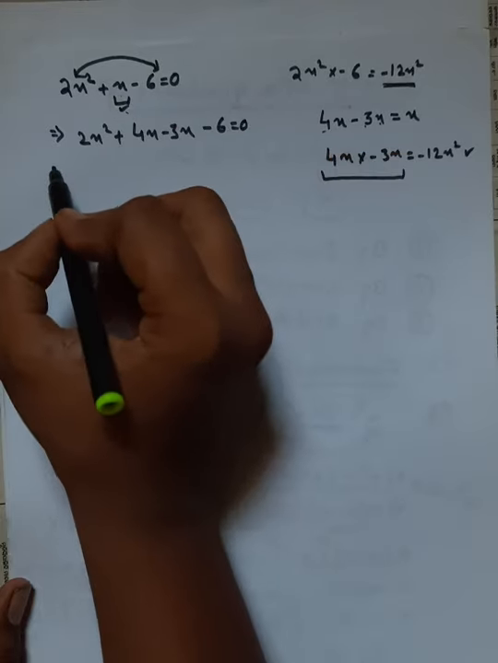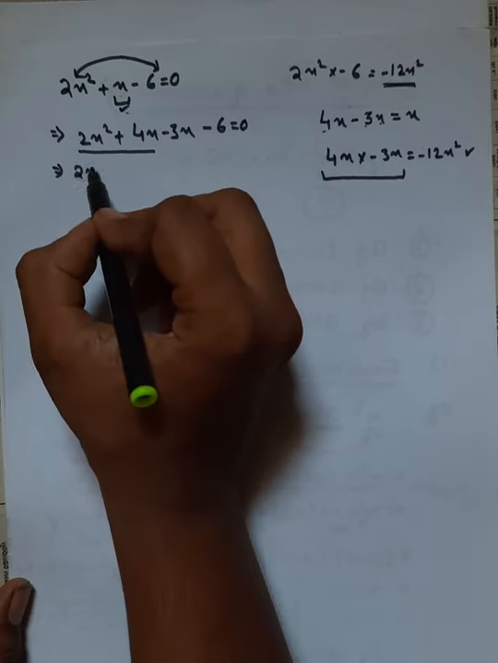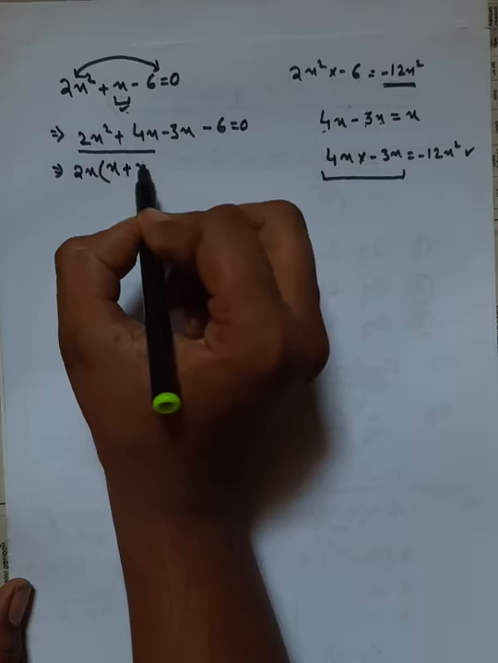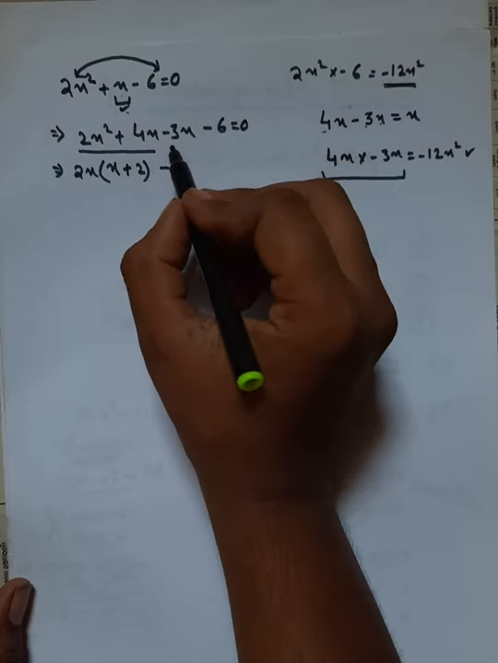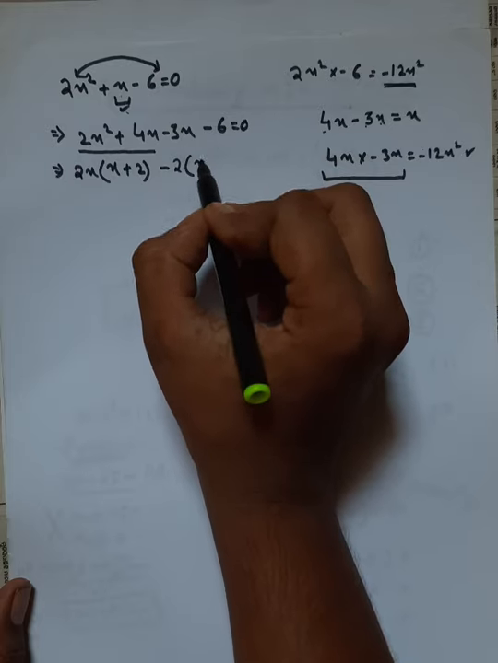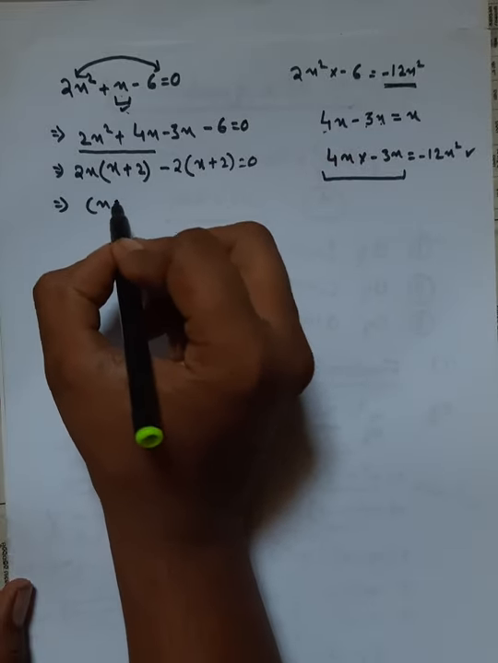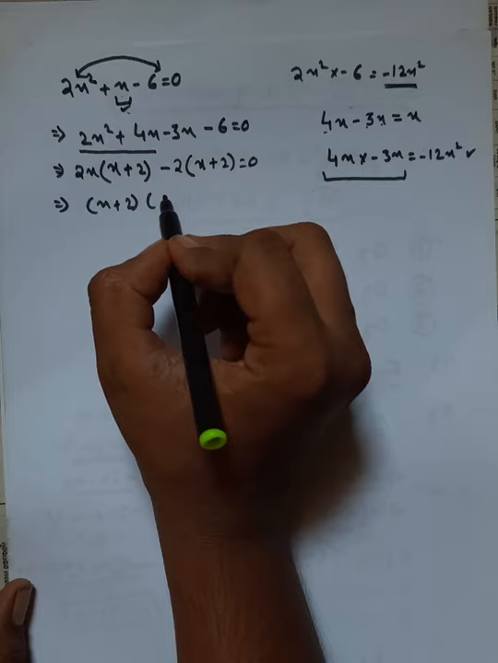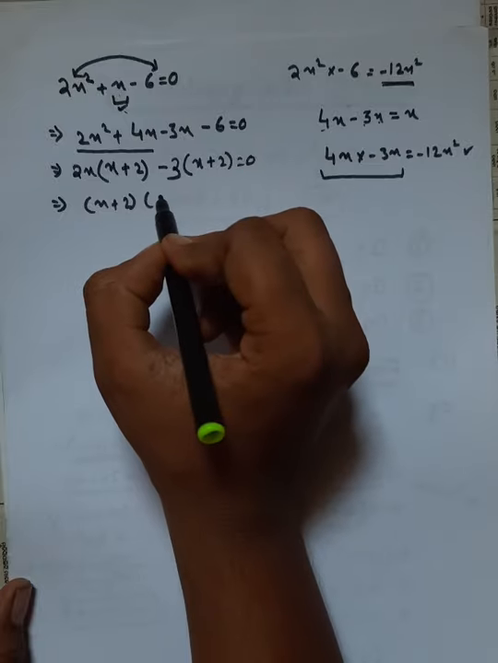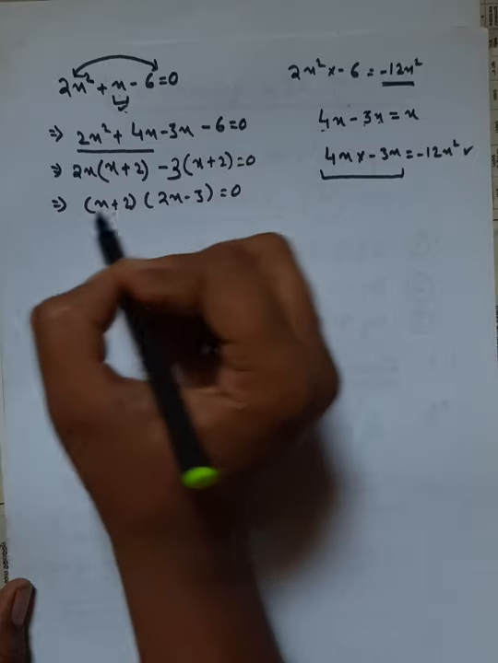Now we have to take one thing common. See what is common? 2x. If we take 2x as common, then it will be x plus 2. And in these two terms, there will be 3 as common. So this is x plus 2. Now we can take x plus 2 as common. Then this is 2x minus 3, this is equal to 0.